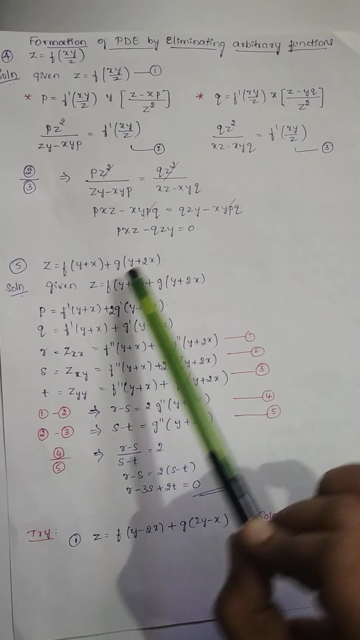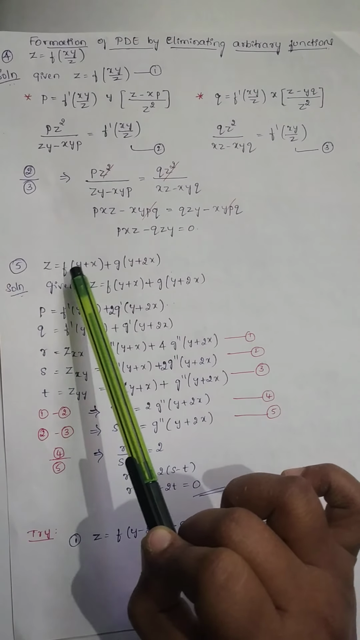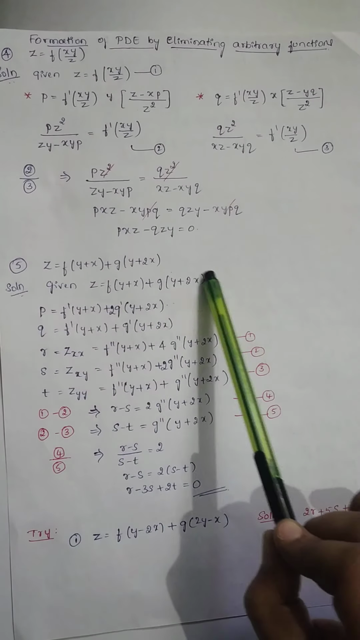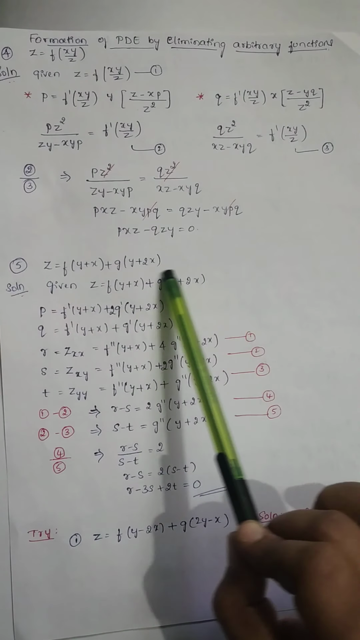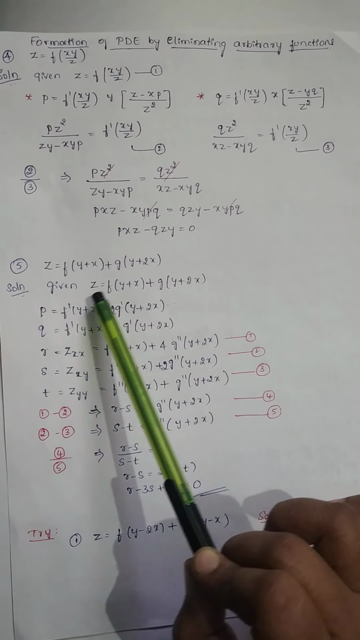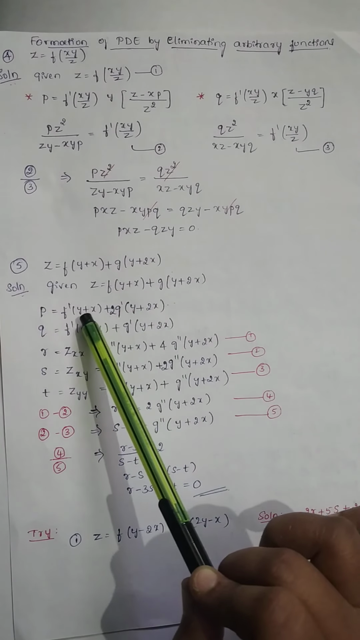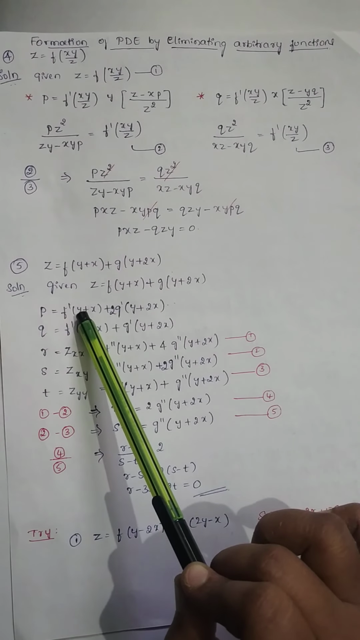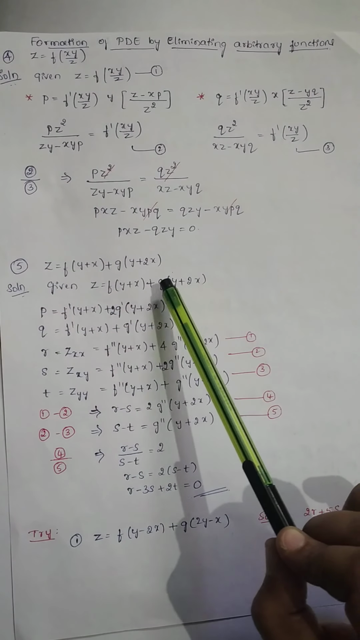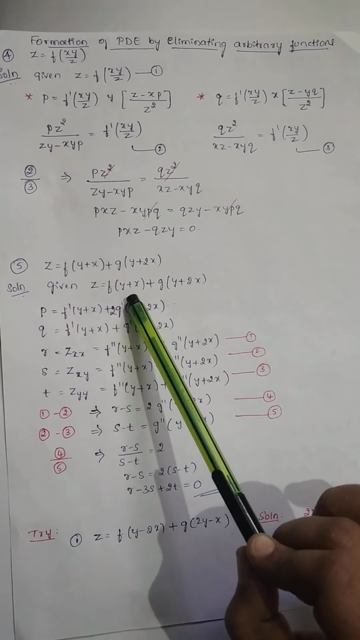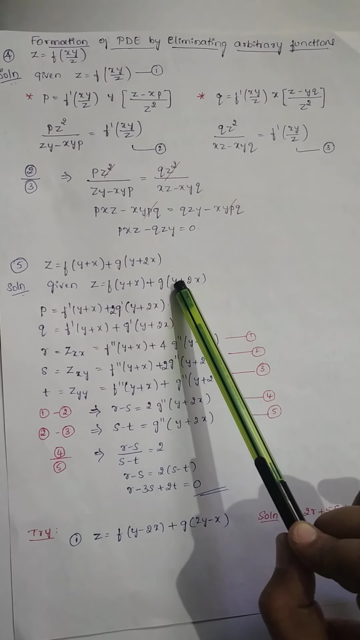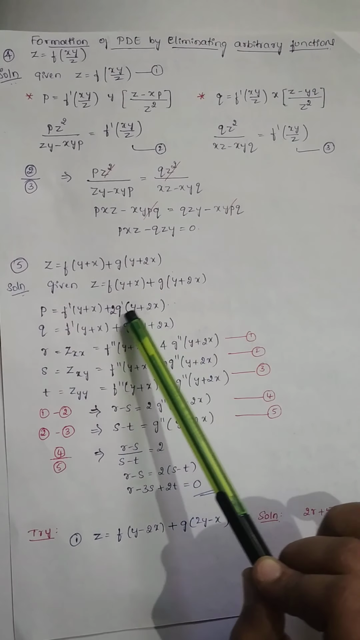Now the next problem: z is equal to f of y plus x plus g of y plus 2x. Writing the problem once again and differentiating z with respect to x, p will be f dash of y plus x, and with respect to x, y is constant, so differentiation of y is 0, differentiation of x is 1, plus, as it is, differentiation of g with respect to x is g dash, the terms inside the bracket as they are, and differentiation of y with respect to x is 0, and differentiation of 2x is 2.